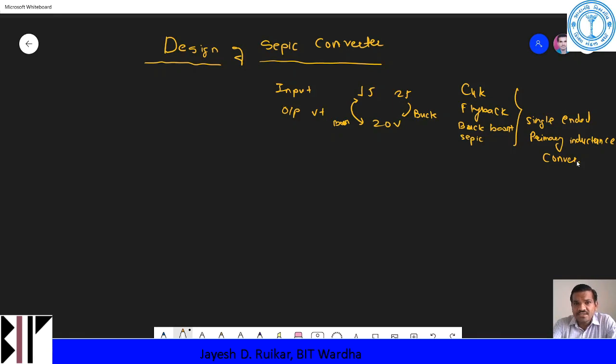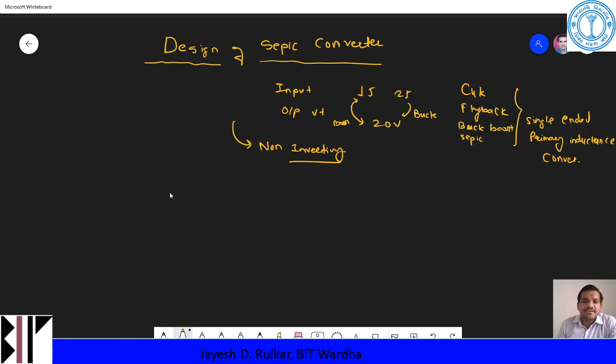So what are the advantages of this Sepic converter over the buck boost converter? In the buck boost converter, we have seen that the output is inverting, whereas in this case the output is non-inverting. Let us take a design problem.